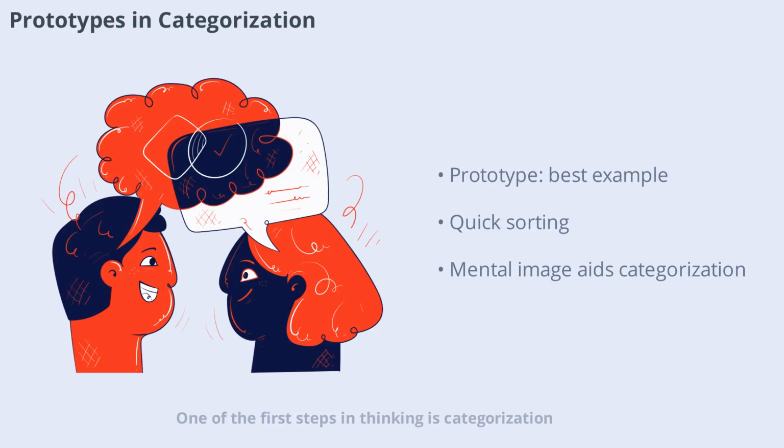One of the first steps in thinking is categorization, and prototypes play a crucial role. A prototype is a mental image or the best example of a category. For instance, when you think of a bird, you might picture a robin, which serves as your prototypical bird. This mental shortcut helps us quickly sort new items into categories. If you see a feathered creature, you compare it to your prototype to decide if it's a bird. This process is efficient, but it can sometimes lead to oversimplification or errors when an item doesn't fit the prototype perfectly.